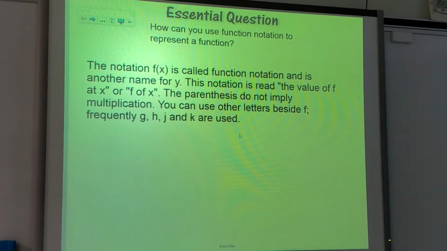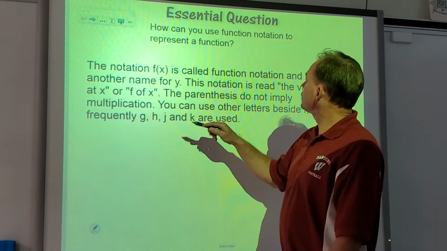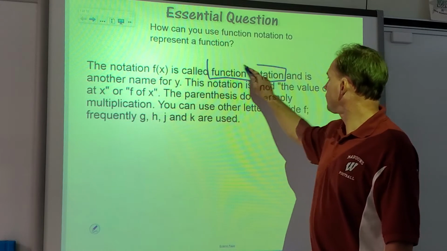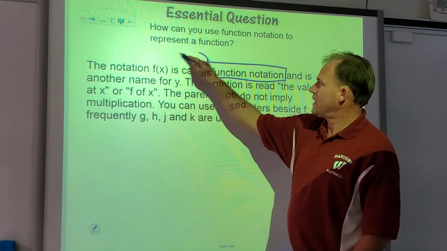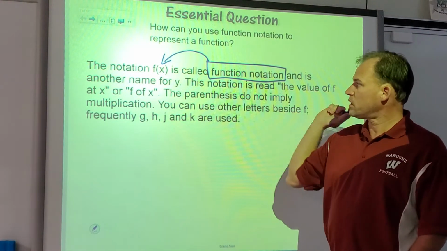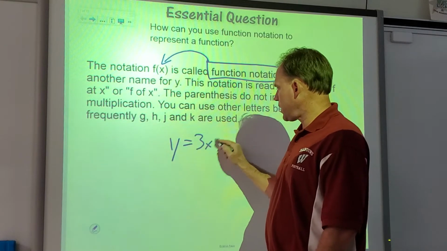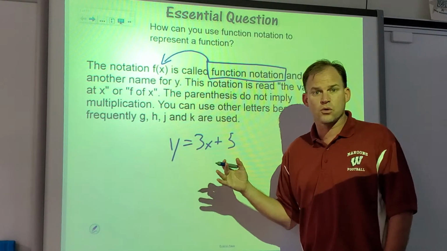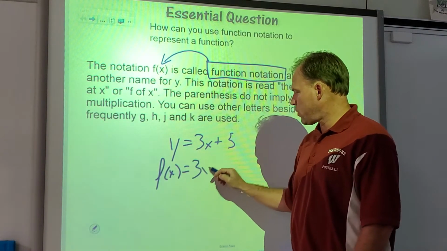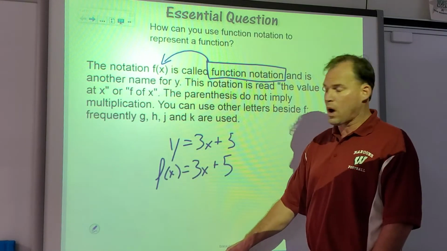All right, we're doing section 3.3 today. We're doing something called function notation. It looks like this, function notation. It's just another name for y. So you've seen y equals 3x plus 5, stuff like that. That's no big deal. Really, this is just another name, and so the equations would look like this. It's just another name for y.